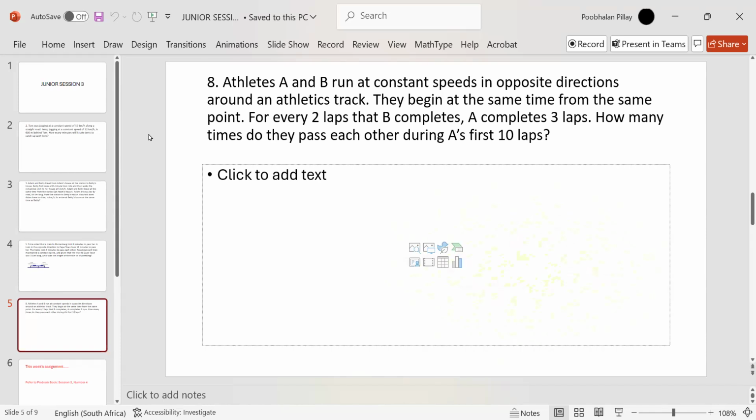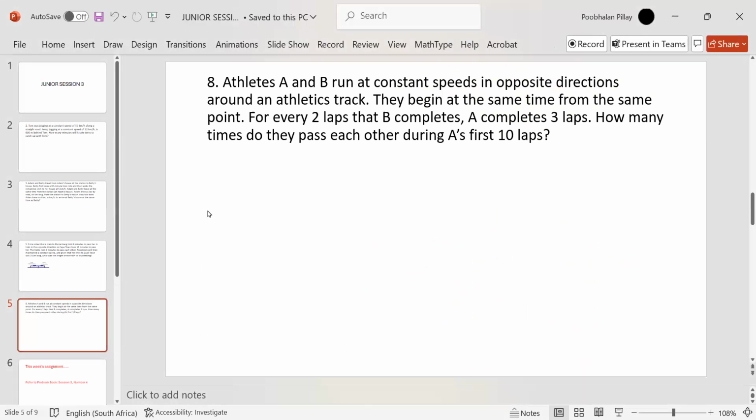Okay, the next question says, athletes A and B run at constant speeds in opposite directions around a track. All right, so they don't tell you what the shape of the track is, but I presume it really doesn't matter, it seems. So we can just say it's a circular track.